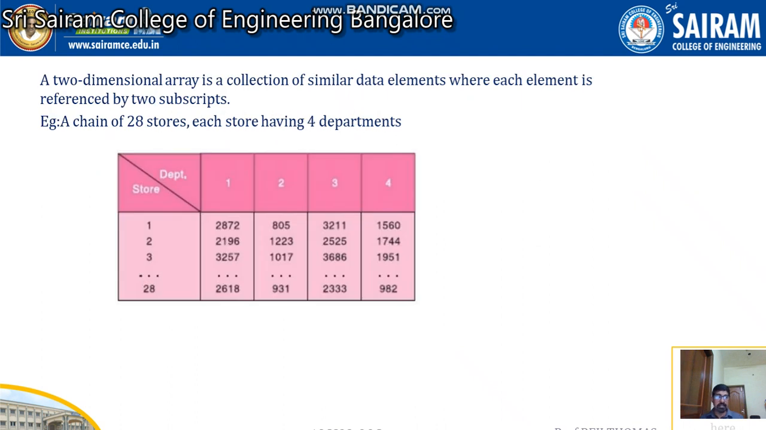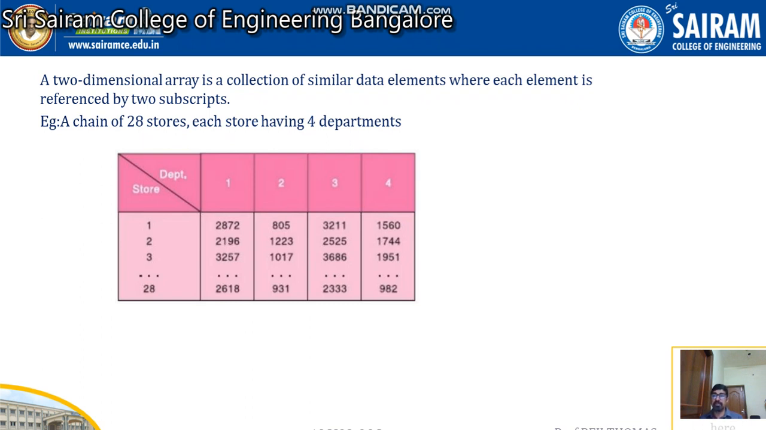So we have single dimensional arrays and two-dimensional arrays. This is an example of two-dimensional arrays, which is giving a chain of 28 stores. 28 stores information we have stored, and which is having 4 departments. So this is the way we store two-dimensional arrays. So I repeat, two-dimensional array is a collection of similar data elements where each element is referenced by two subscripts. So the moment I said two-dimensional array, please remember that which is having x and y coordinates. We call it as subscript.